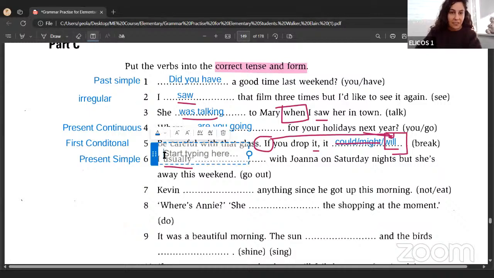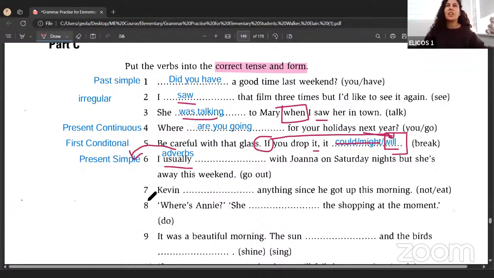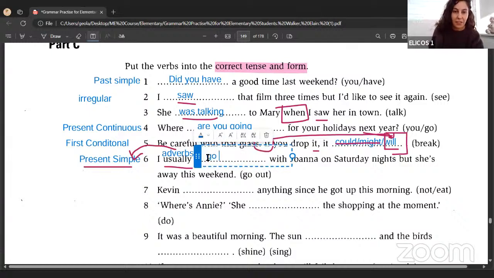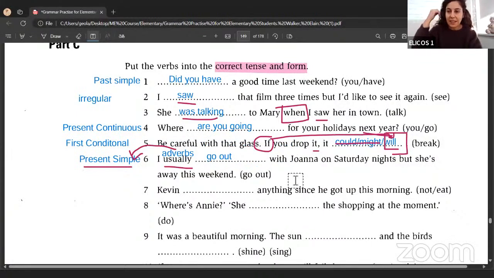Okay, so these were called adverbs. So if you look back at the lessons with the adverbs, we only use them with the present simple. And it's like talking about your routine. I usually go to the gym 3 times a week. I usually cook dinner every night. I sometimes go to the beach. I always speak to my friends. So it's like talking about my routine, always and only with the present simple. So I usually just go out. We need to leave the verb in the same tense. So I usually go out with Joanna on Saturday nights.